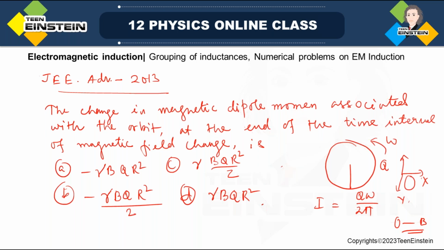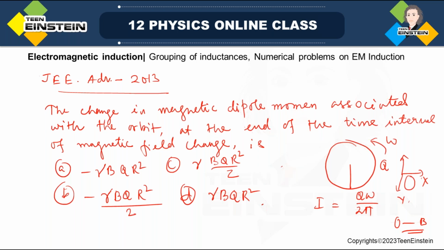The application of the magnetic field induces an EMF in the orbit. The induced EMF is defined as the work done by the induced electric field in moving a unit positive charge around the closed loop.